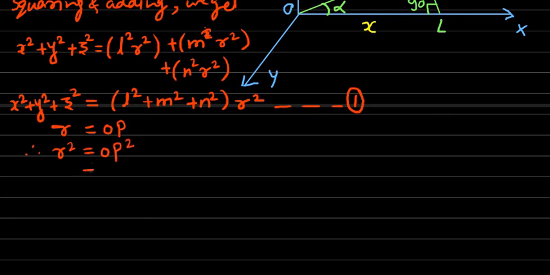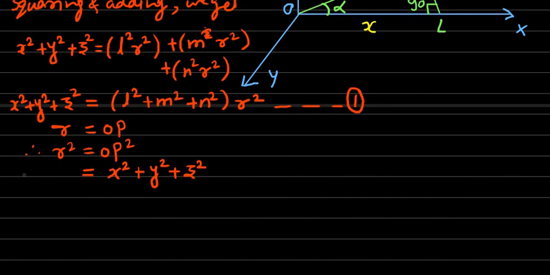Okay, and which is equal to, by the distance formula, OP. The coordinates of O are 0, 0, 0 and the coordinates of P are x, y, z. Therefore, by the distance formula, OP square is nothing but x square plus y square plus z square. This is the value of r square.